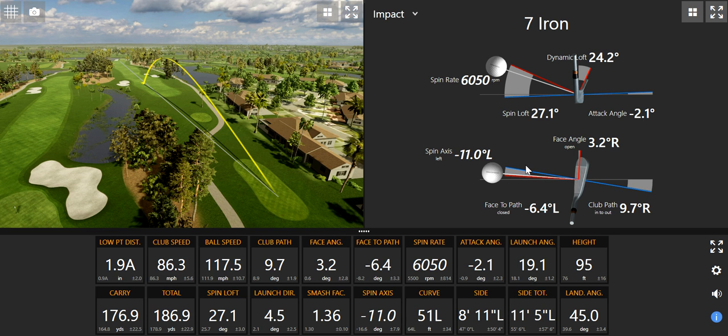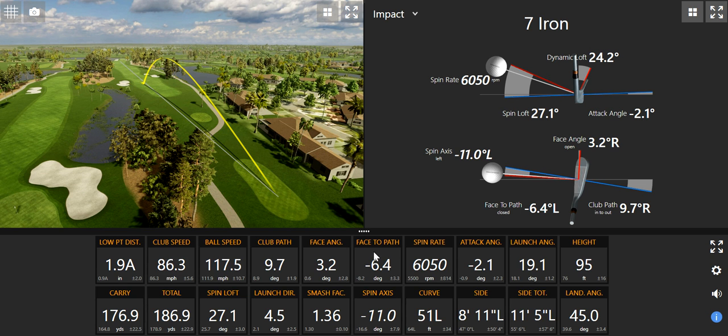Then, let's talk about how this thing ends up hooking. You can see that with the shadow, it starts out to the right of my target line and ends up a tad bit left. My face angle is at 3.2 degrees, and this is where I think it gets confusing for some, because they'll say, well, you got an open face, you left it open. Not relative to my club path, okay? That's why this number is so important.